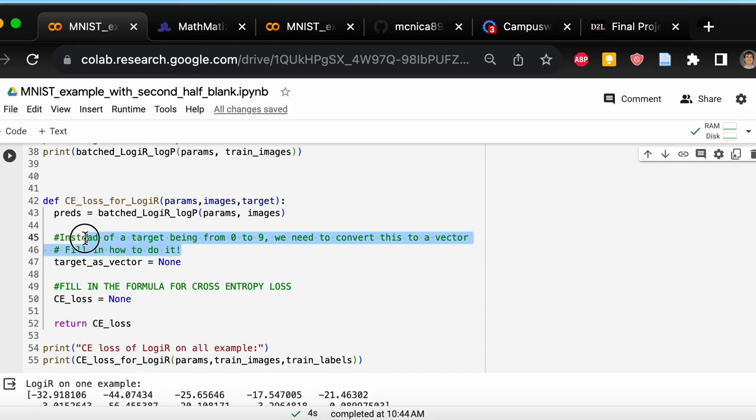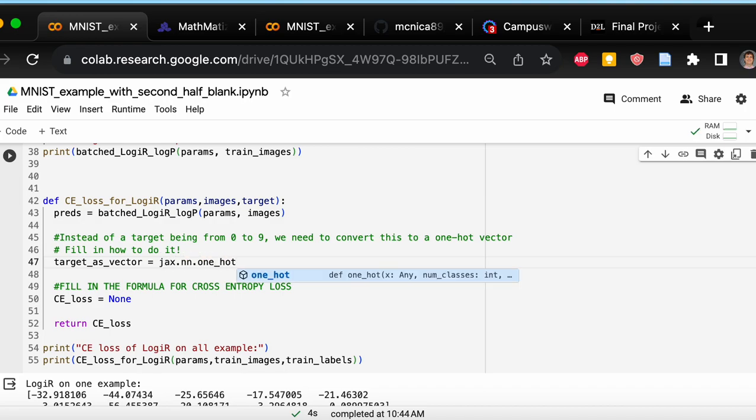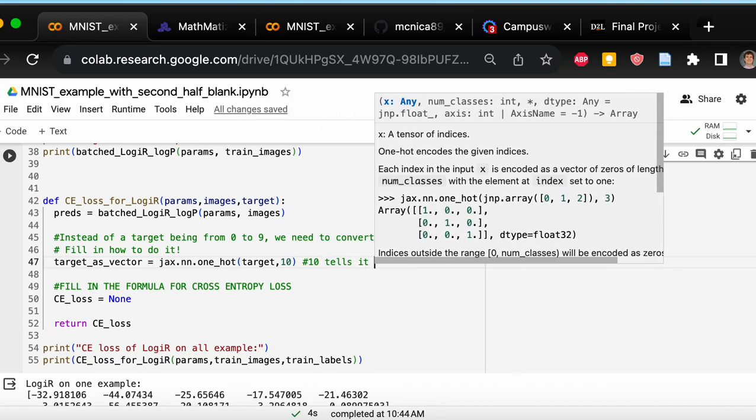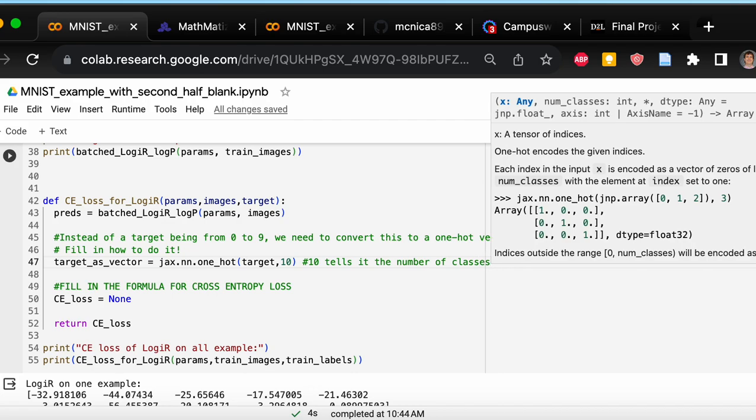So what I did is we're converting it to a one-hot vector. There's a nice function that exists in JAX called jax.nn.one_hot. And that will convert a vector of numbers into a one-hot vector of size 10. The number we're doing is the target, which is the true label. If you just run it like this, it doesn't know how many zeros to add. So I'm going to add 10 because there are 10 classes. So 10 tells it the number of classes, and that's going to make a vector of size 10.